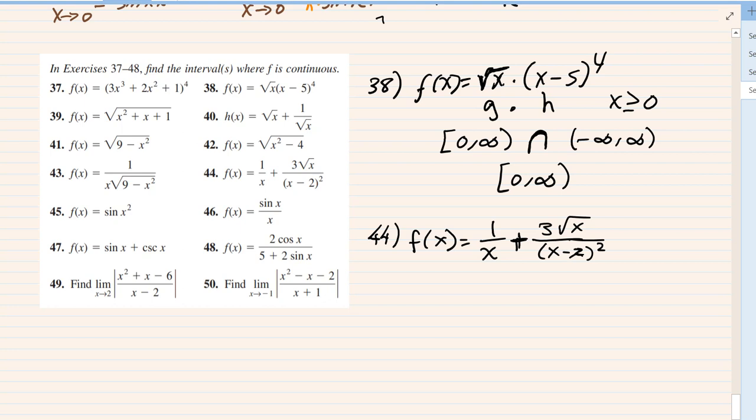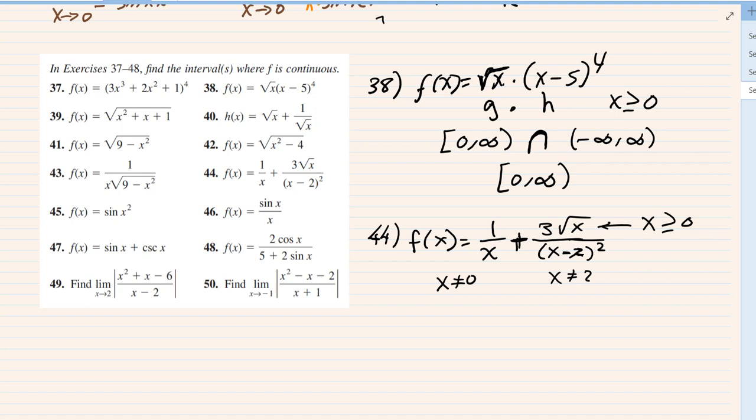For 1 over x, x cannot be 0, right? For square root of x, x must be at least 0, and in the denominator, x cannot be 2. So each of these will give us an indication of what the domain should be. We want f to be continuous, right? Over what intervals? So in number 44, let's see.